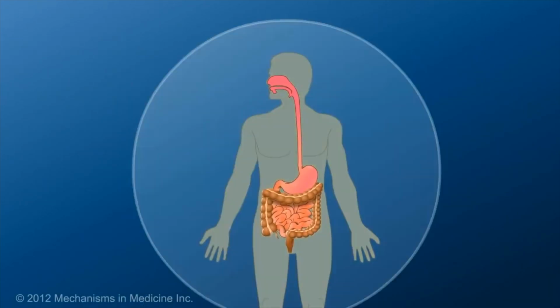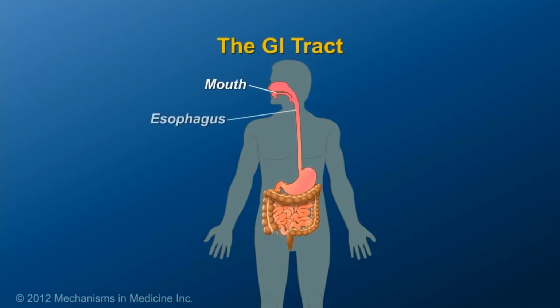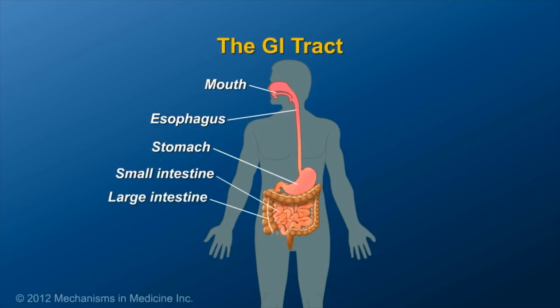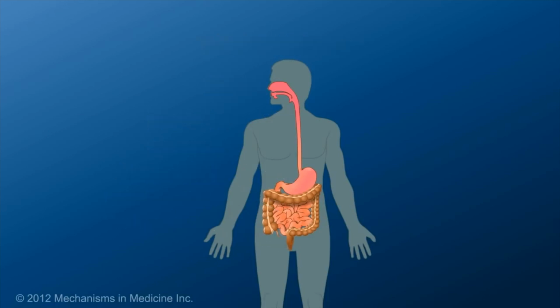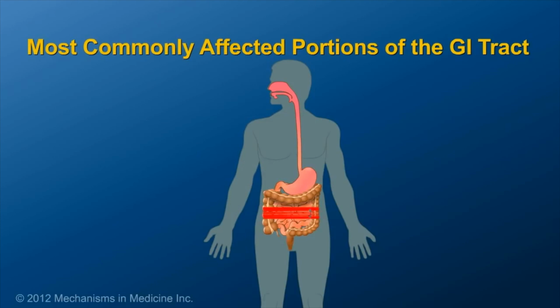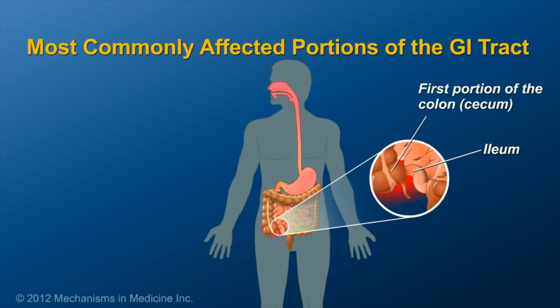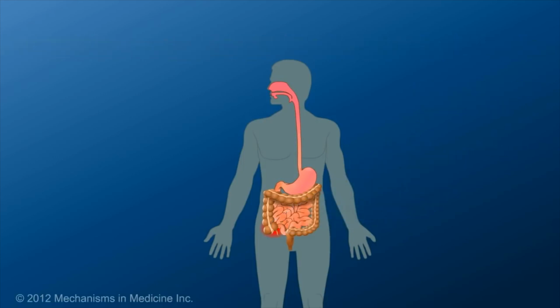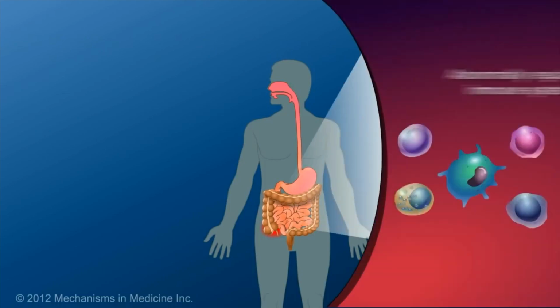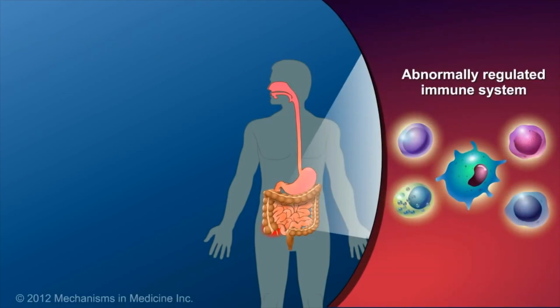The GI tract includes the mouth, esophagus, stomach, small intestine, large intestine, and anal region. Crohn's disease can affect any part of the GI tract, but the most common location is the last part of the small intestine, which is called the ileum, and the first portion of the colon, which is also referred to as the large intestine.